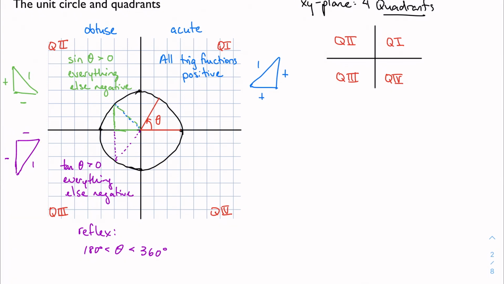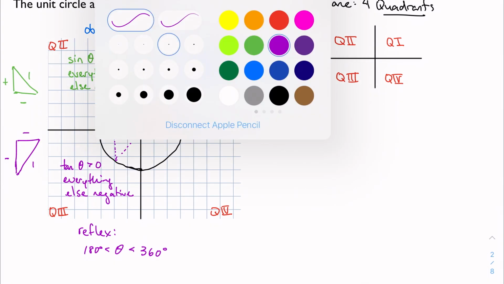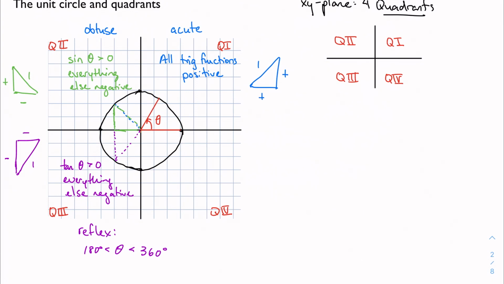And lastly, I can do this with quadrant 4 if I extend an angle out here, which would also be a reflex angle, and try to make a triangle with the x-axis. If I consider that triangle here, I've got positive length, negative height, and a hypotenuse of 1, so the only thing that will be positive here is cosine. And sine and tangent will be negative.